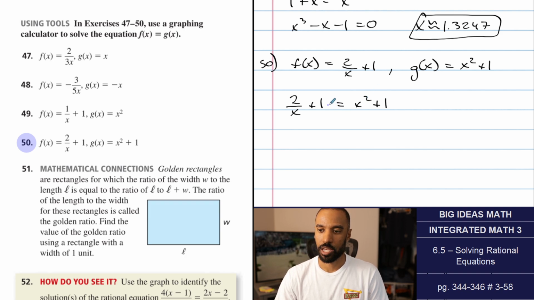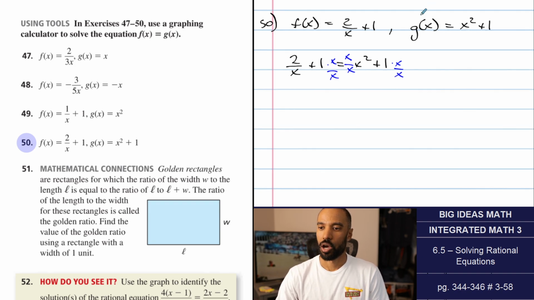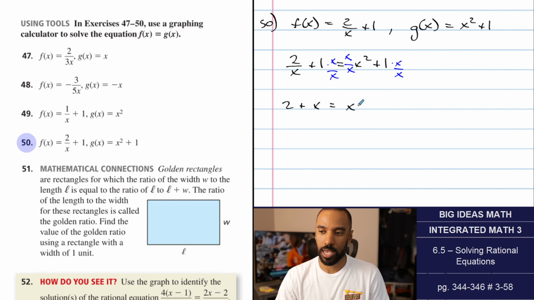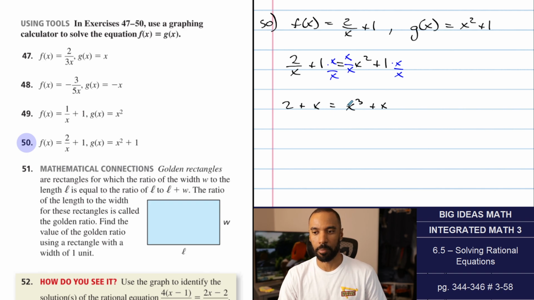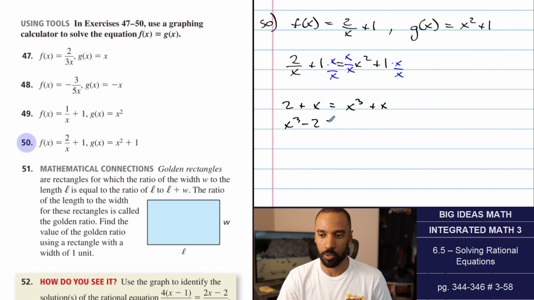And get some x's all up in here. So now I'm going to have 2 plus x equals x cubed plus x. So now it is kind of like that other problem. X is subtracting, you get x cubed minus 2 equals 0.